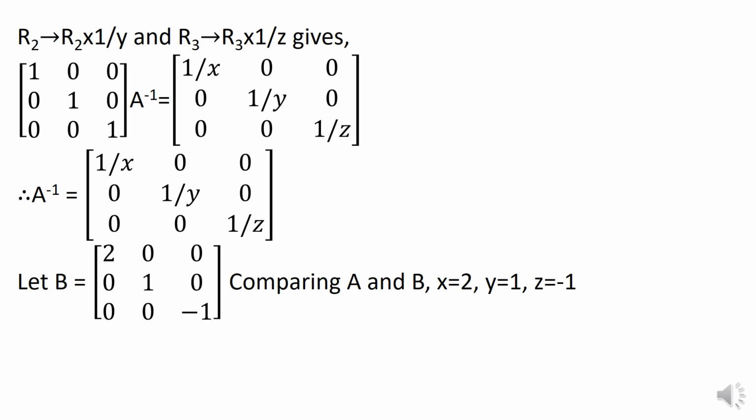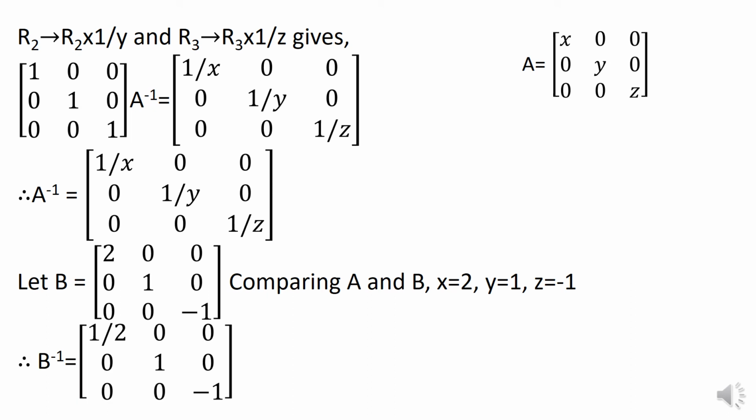Now, let B be the given matrix, second matrix that they have given us. Again, it's a diagonal matrix containing 2, 1 and minus 1 as the diagonal elements. Comparing A and B, A was this matrix containing x, y and z as a diagonal. We can say that x is 2, y is 1 and z is minus 1. Now in A inverse, observe 1 upon x, 1 upon y and 1 upon z were the diagonal elements. Similarly, B inverse will contain 1 upon 2, 1 upon 1 that is 1, and minus 1 upon 1 that is minus 1 as the diagonal elements. Thus we get B inverse by comparing A and B.